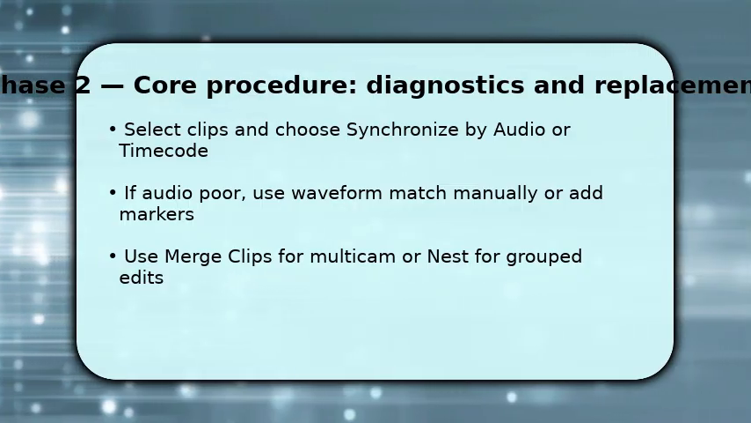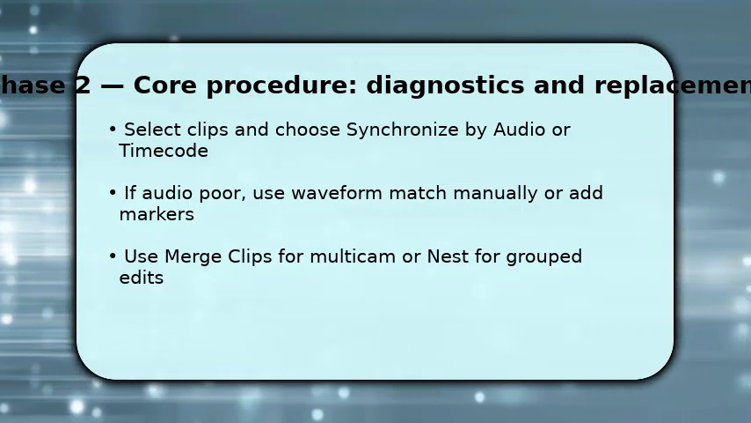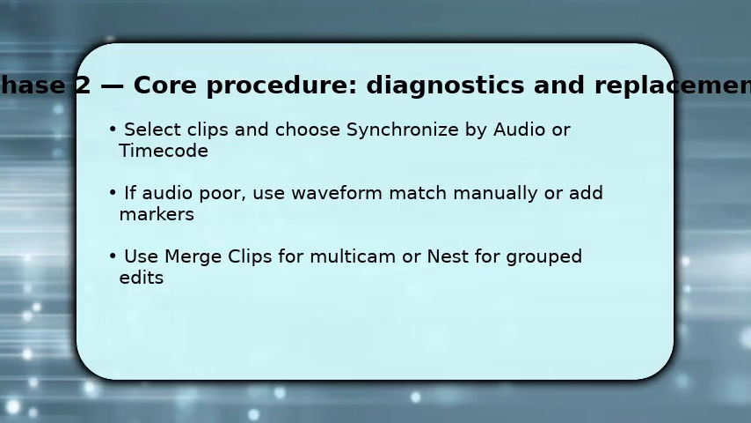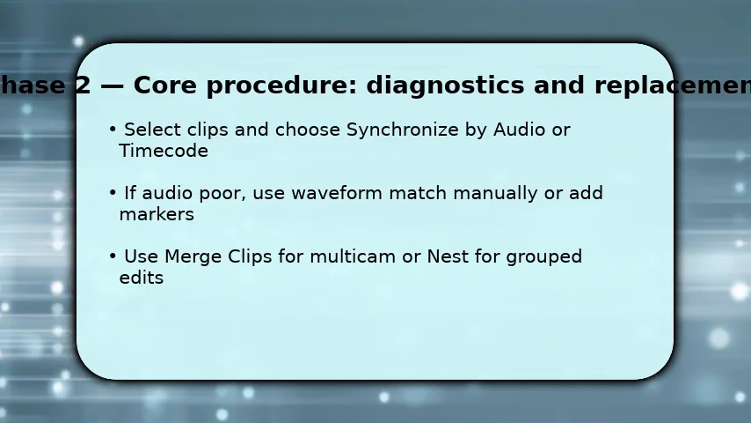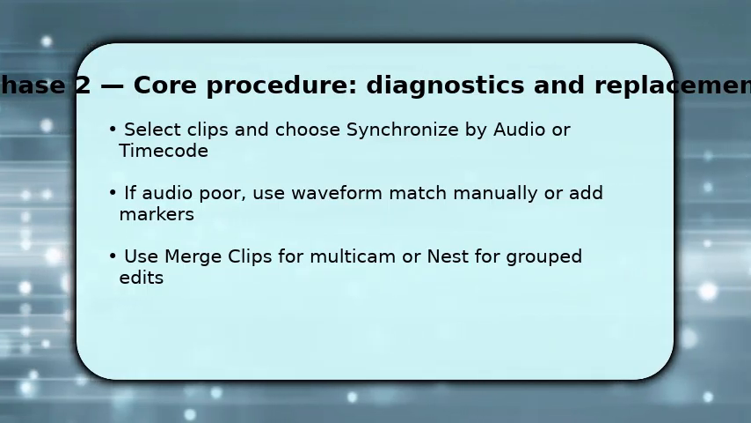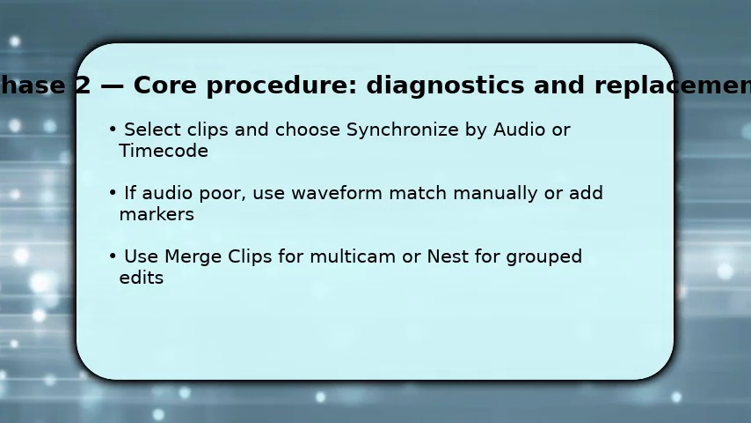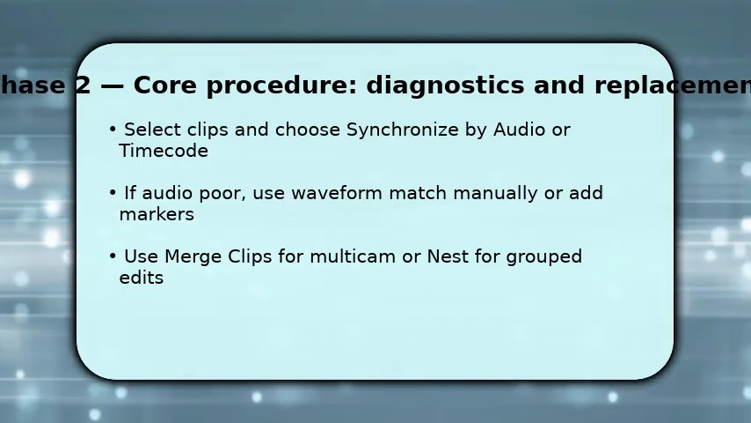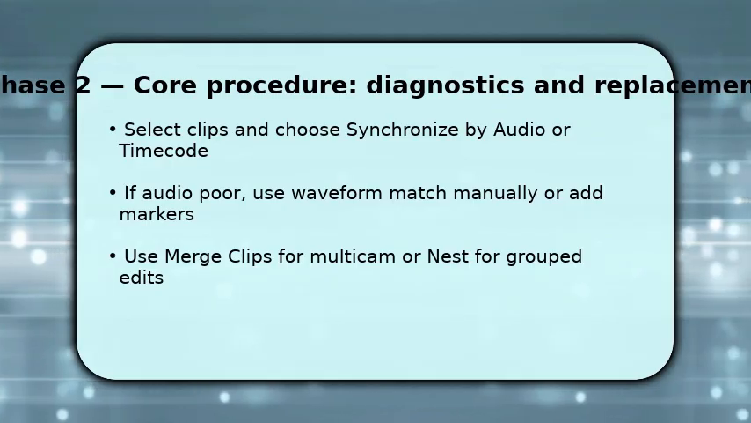If audio is noisy or clips fail to align, switch to Manual Waveform Matching. Zoom in, find a sharp transient, then nudge clips frame by frame. For multi-camera setups, use merge clips or create a multicam sequence. This preserves sync and lets you cut between angles quickly. Once aligned, check by playing a few seconds across edits.